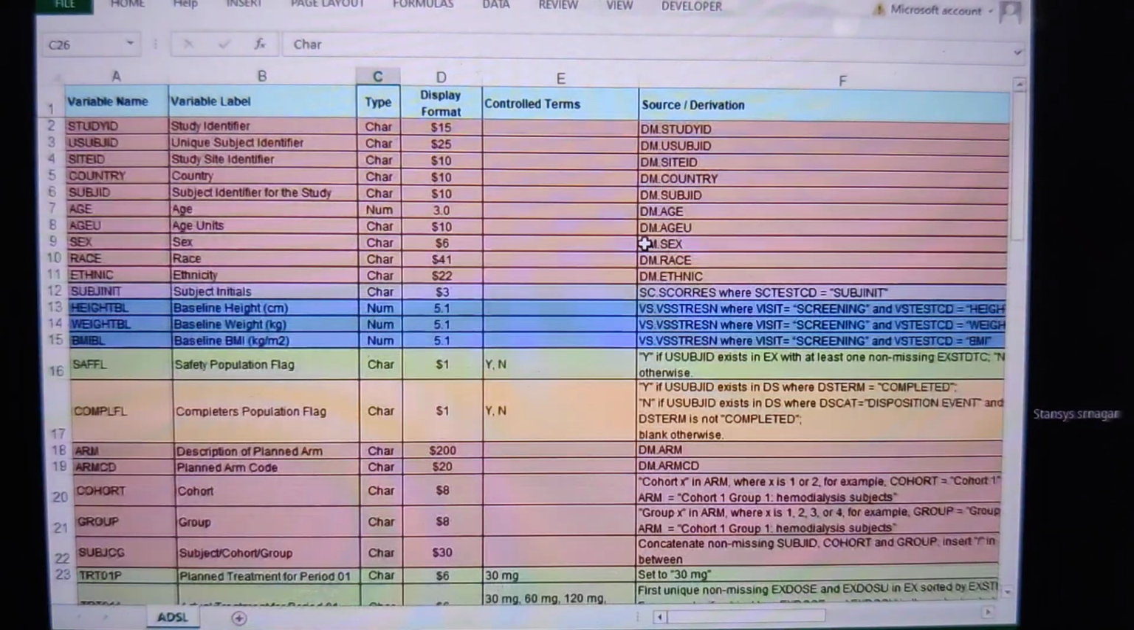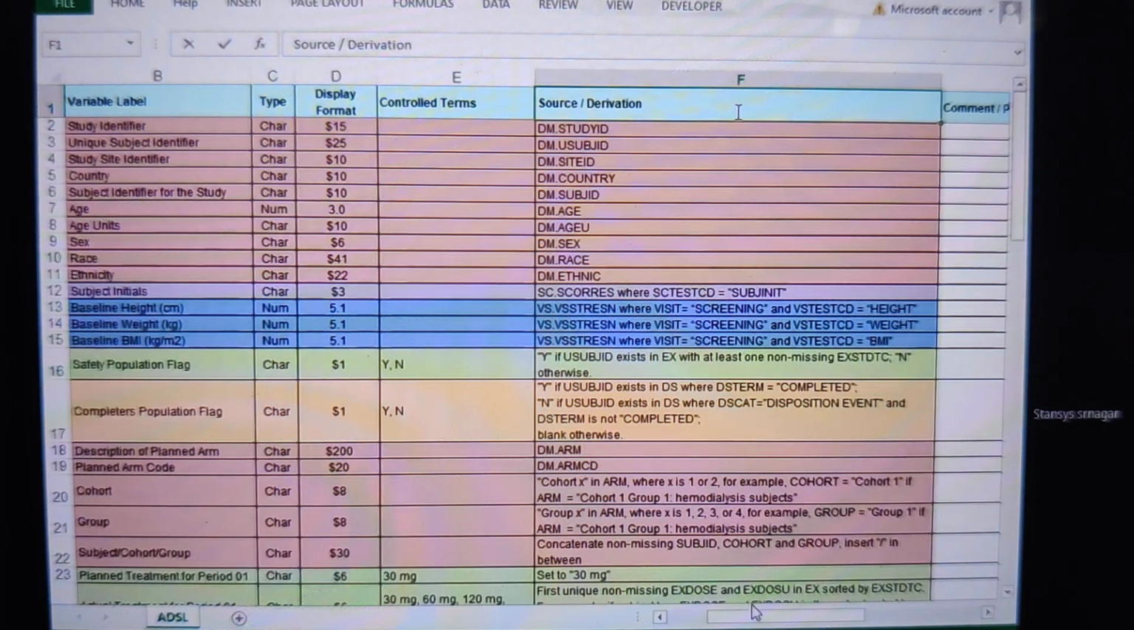By using the specification, now this is the specification that we have. I'm going to provide you all the raw data sets required based on this specification. To understand the specification, first we have a variable name. These are the variables you should have in the ADSL data set. Then the labels we need to provide, the data type, the format or control format, the control terminology, and then the source and derivation.